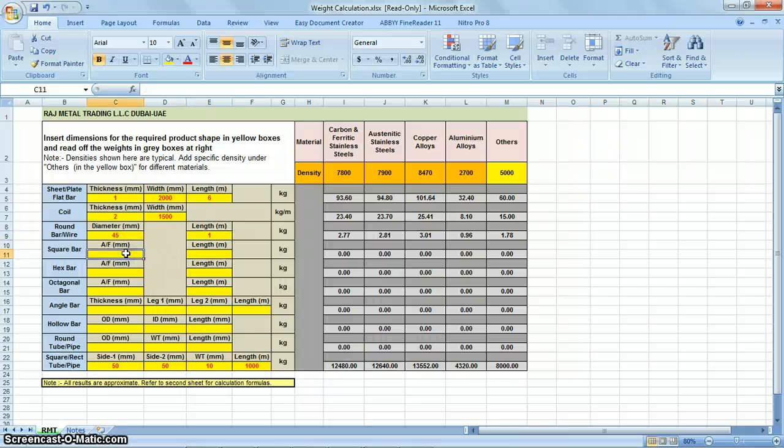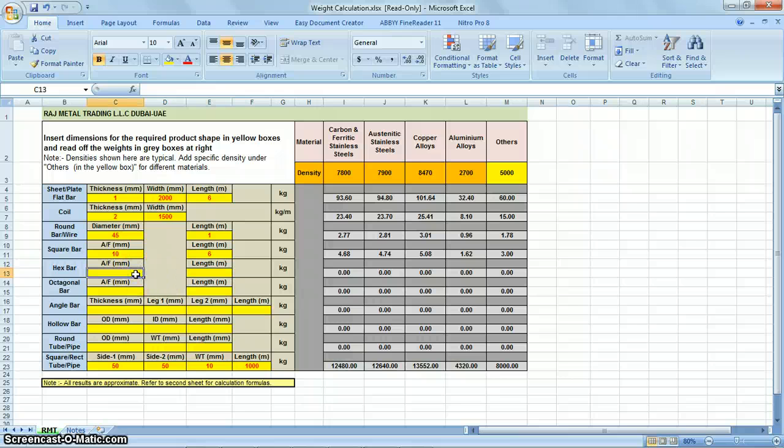Square bars, you know how square bars are. You just need to put the dimension of one side. For example, for a 10 mm square bar just put 10 over here, and meter is 6. You get the weight over here. 4.75 is stainless steel, 4.68 for carbon steel.